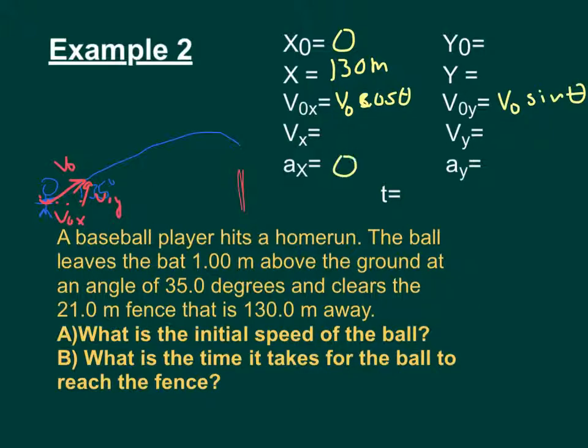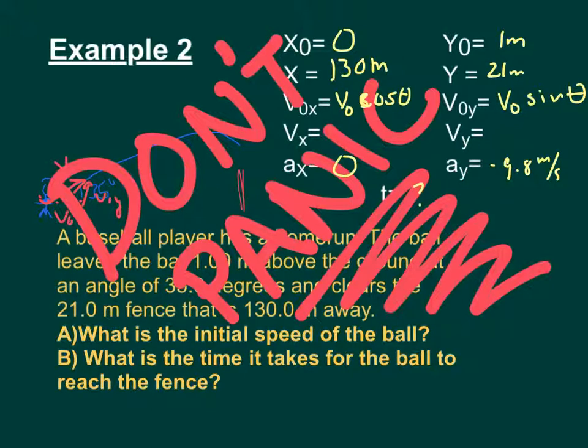Acceleration in the x direction is 0. Time we don't know. a_y is just gravity, negative 9.8 meters per second squared. Don't know v_y. Y final is 21 meters, and y initial is 1 meter, because it starts 1 meter above the ground. So that's the setup for this problem. Now we're going to walk through it, and it's a lot of algebra, I'm not going to kid you about this, but if you go through and systematically work it, everything is going to be okay, which is another rule of physics: don't panic.